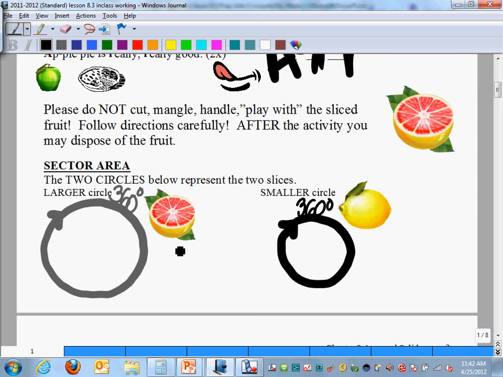Now, I'd like you to write in the middle, 360 equals 360, please. Put that in the middle there. 360 equals 360. That seems simplistic, but I'm going to make a real simple point here in just a second.